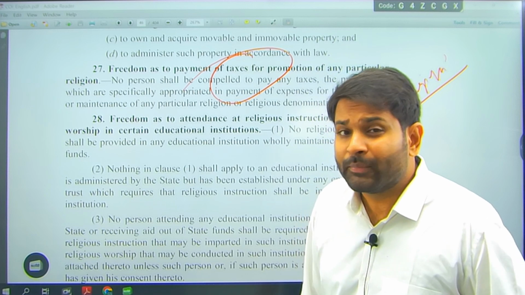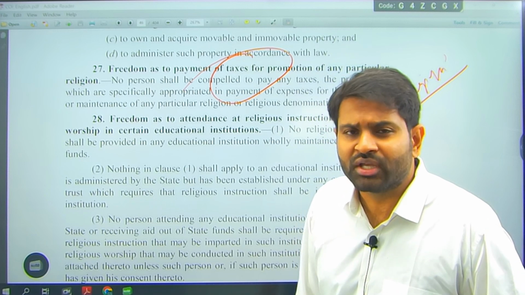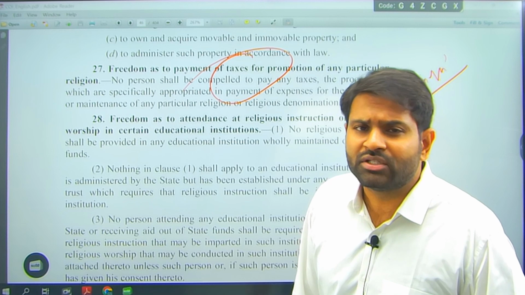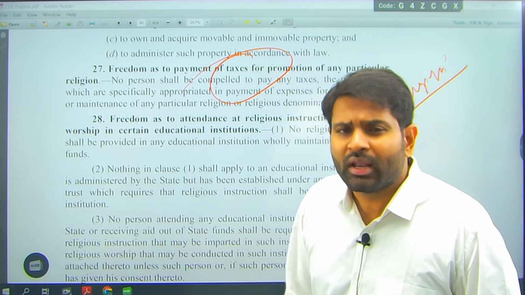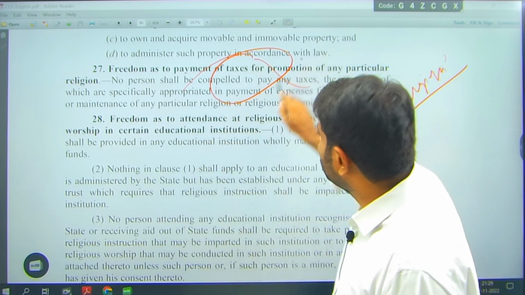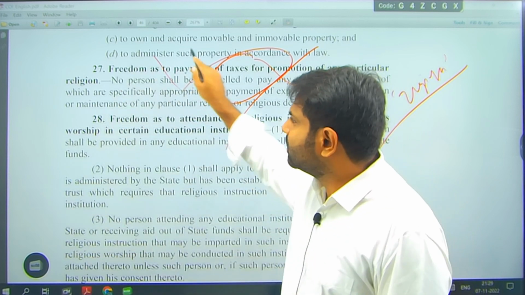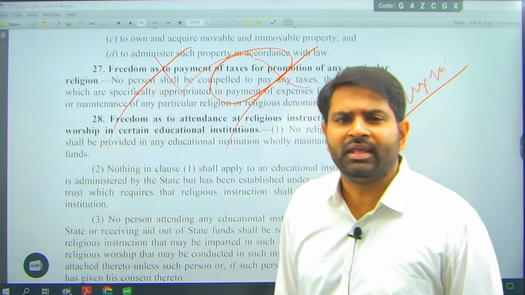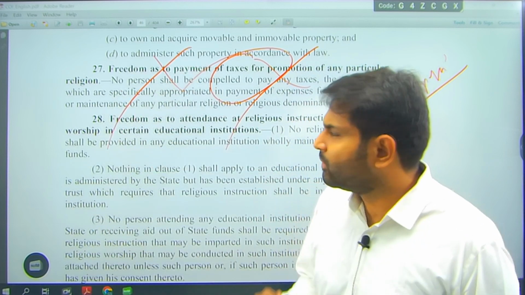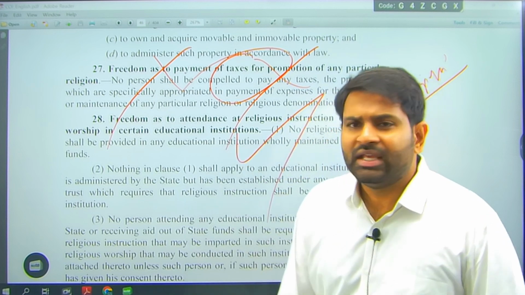The same way we cannot impose taxes on those people who are not of your religion. Collect those taxes and develop their religion, but you can accept charity, you can accept funds. So there is no force in religion. No one can force you to pay some money in the name of religion. Remember that. Next one, 28th one.